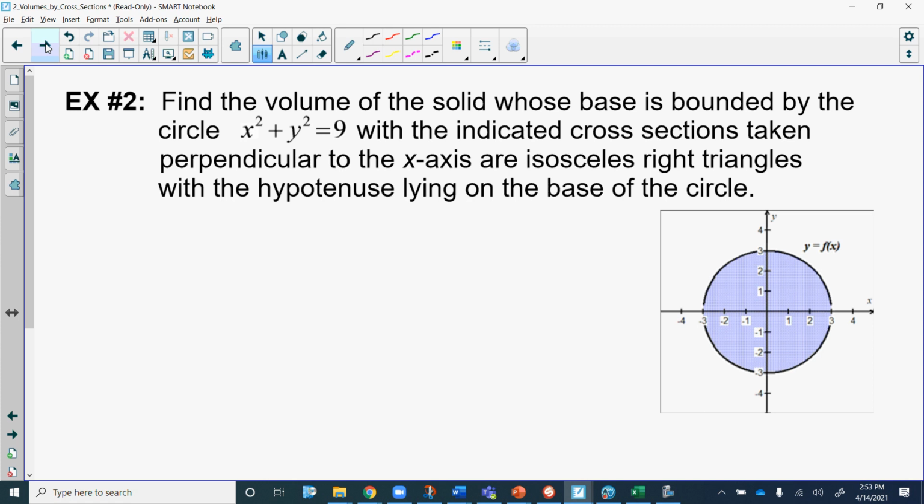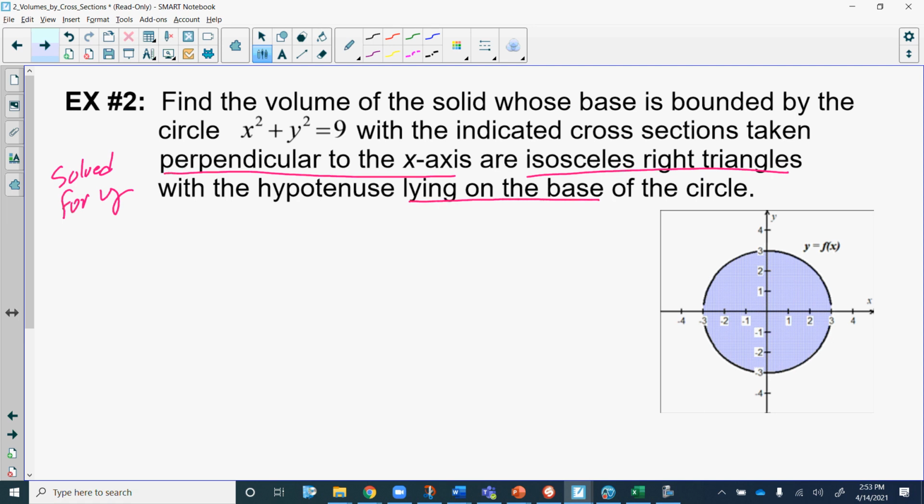Find the volume of a solid whose base is bounded by the circle with the indicated cross sections perpendicular to the x-axis. Okay, so perpendicular to the x-axis again means we want everything solved in terms of y. And it's telling us that we have isosceles right triangles with the hypotenuse lying on the base.